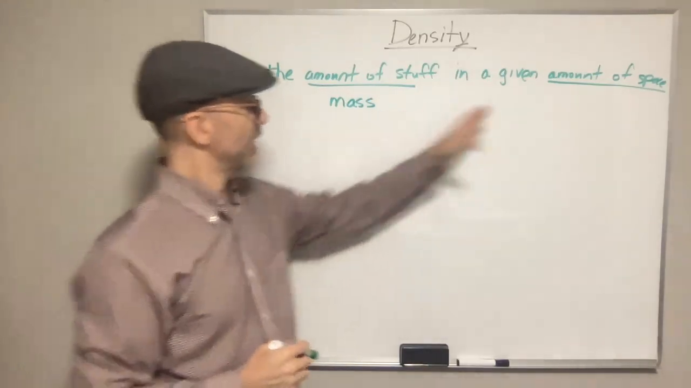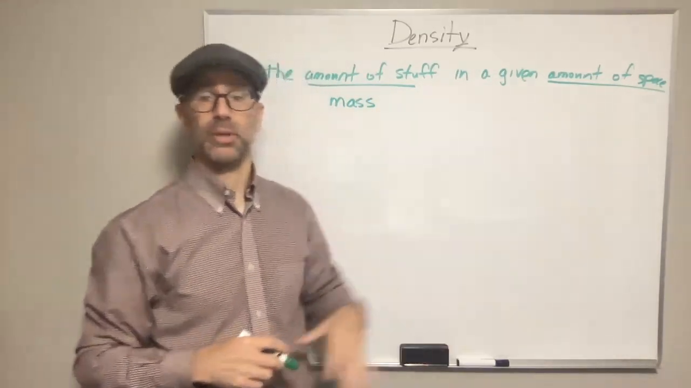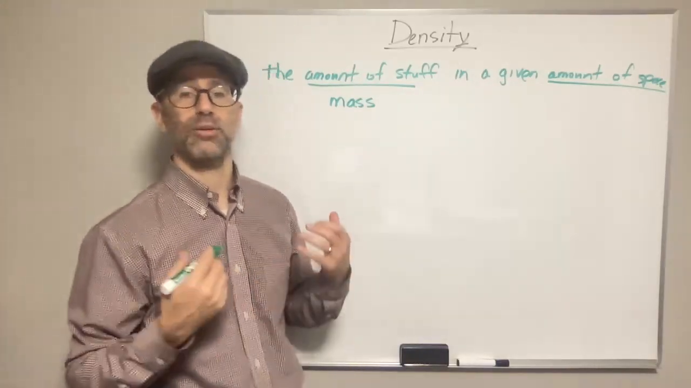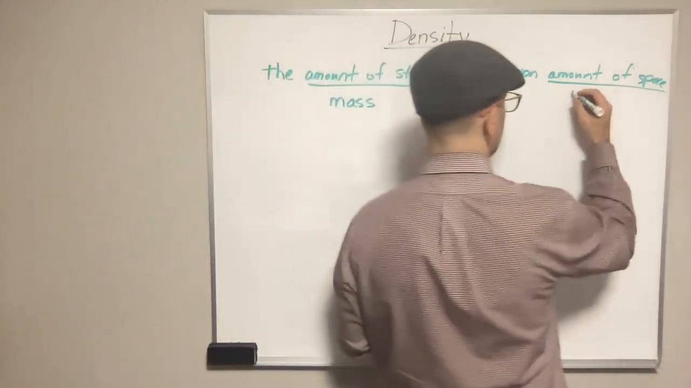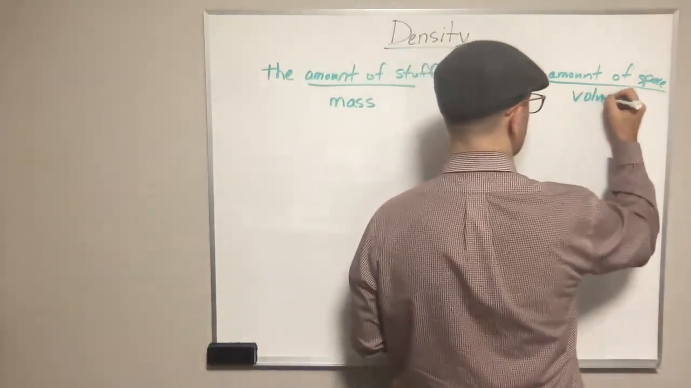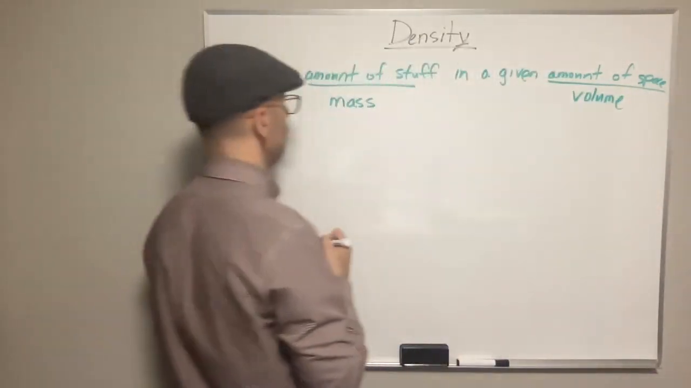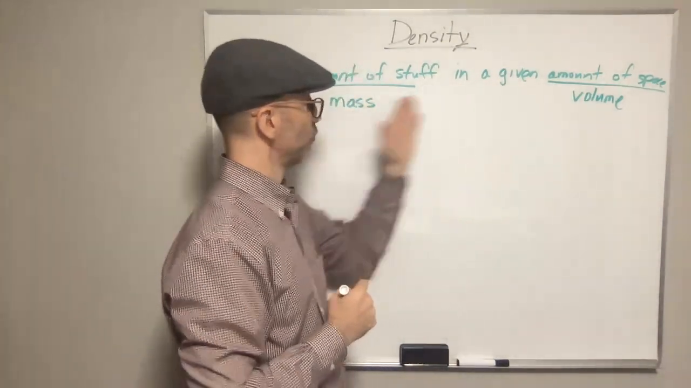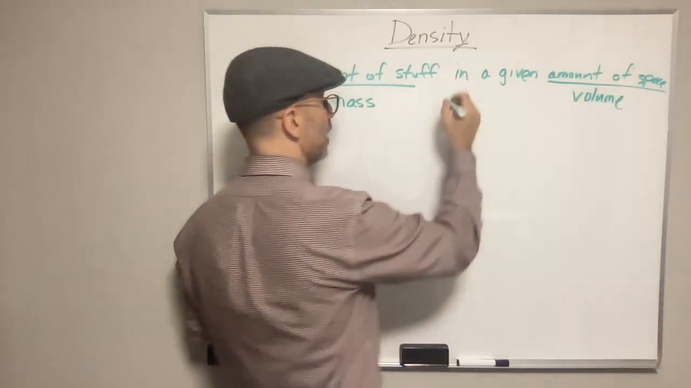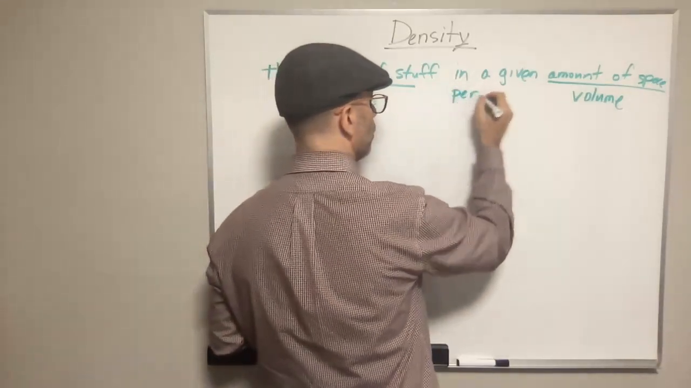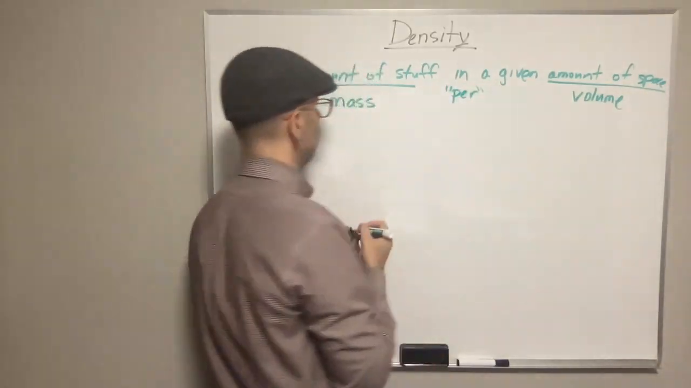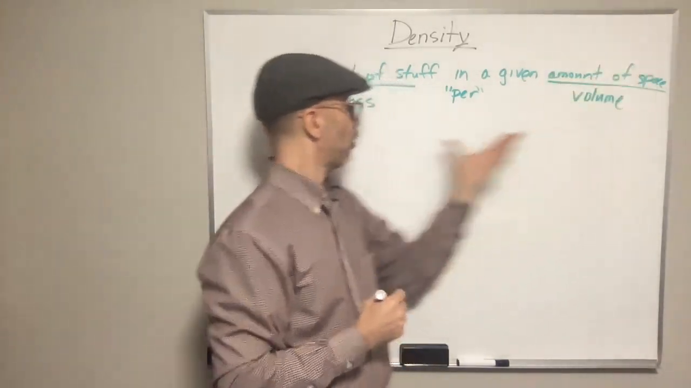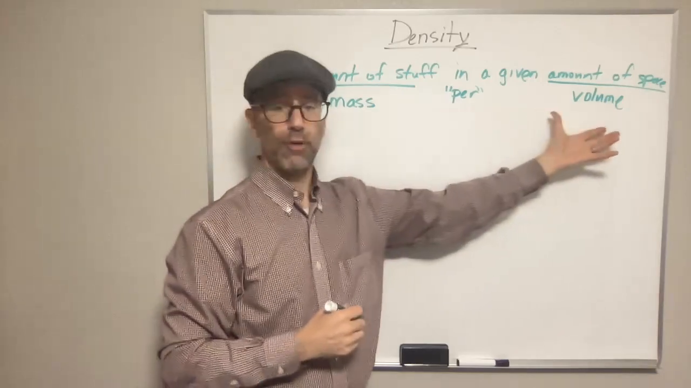And so the given amount of space, well, that's going to be the space taken up by the stuff, right? So that's going to be the volume. So we measure that by volume. And so when we think about the mass that's in the volume or the amount of stuff in the space, a lot of times we'll use the word per, right? So it's the amount of stuff per amount of space, or mass per volume.